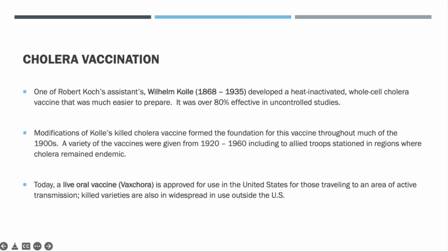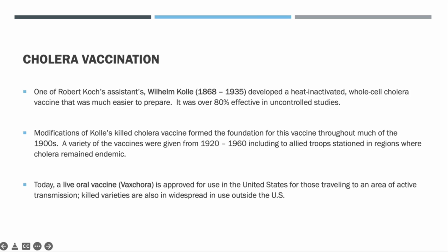And shortly thereafter, there were developments toward a heat-inactivated, whole-cell cholera vaccine. It was easier to prepare. It also showed a lot of promise and success, over 80% effective in studies at the time. And modifications of the killed cholera vaccine formed the foundation for that vaccine throughout much of the 1900s.